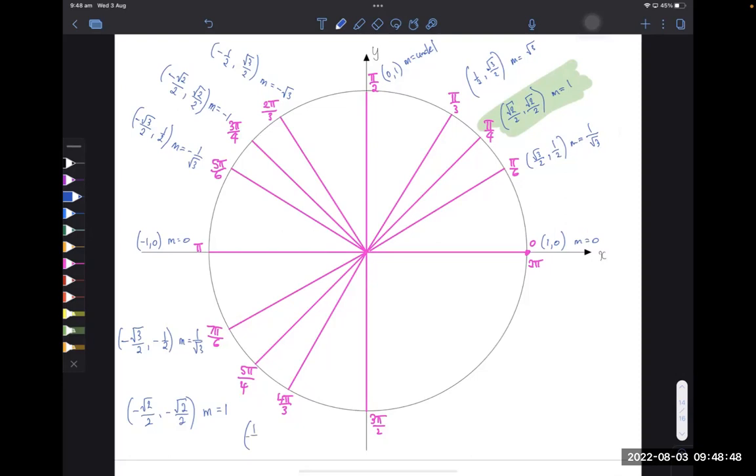The x value here is -0.5. The y value is also -√3 on 2. Because I'm looking at this one for reference, right? Because you can see here, these lines are similar. And the gradient is +√3 as well.